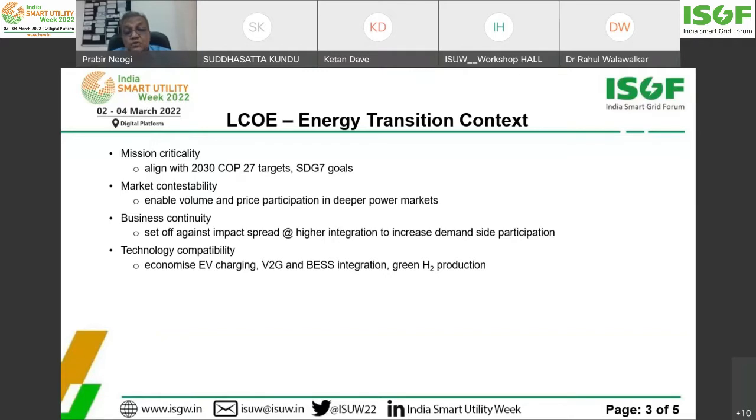Two, so long as LCOE is affordable and manageable, we economize the electrification efforts in our power sector. So it does support EV charging, does support V2G integration, does support BSSs coming into play when it serves the capacity market, or assists in firming up RE supply, or plays a role in shaving the peak load.